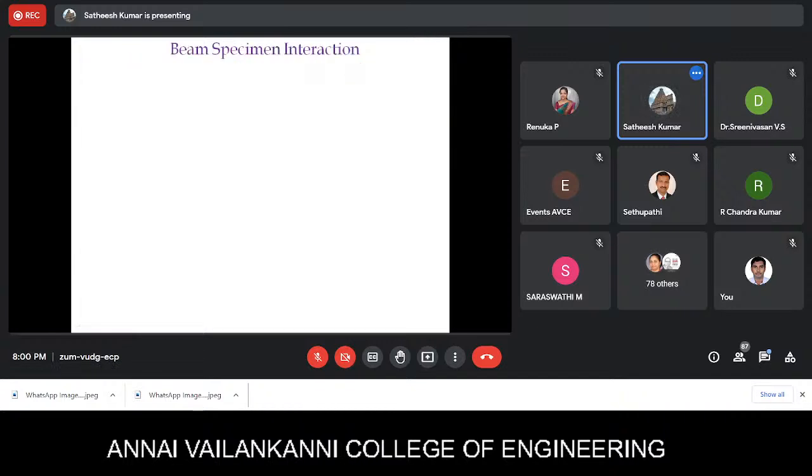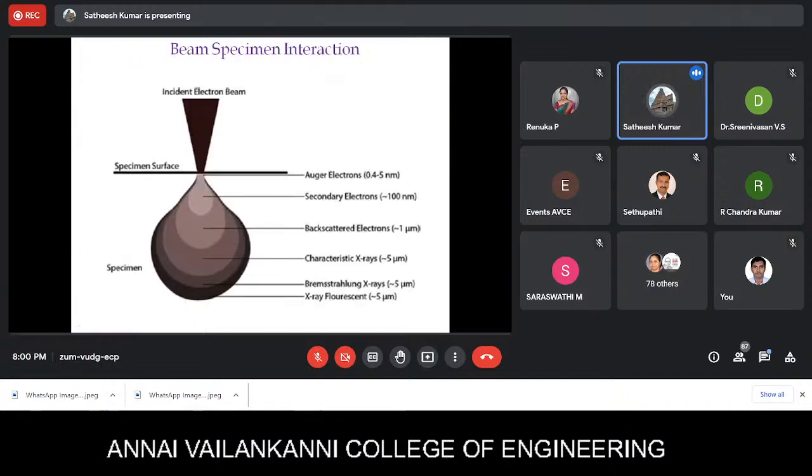Before we look into the imaging part, I would like to give a glimpse of how the electron beam interacts with the specimen. Let us assume this is the specimen surface, and the electron beam is focused here. It forms what we call the electron beam interaction volume. Different types of signals come from this interaction place. The first one is Auger electrons. Auger microscopy gives very fine details of surface phenomena, and these electrons emanate from the very top surface of the sample. The next level is the secondary electron.